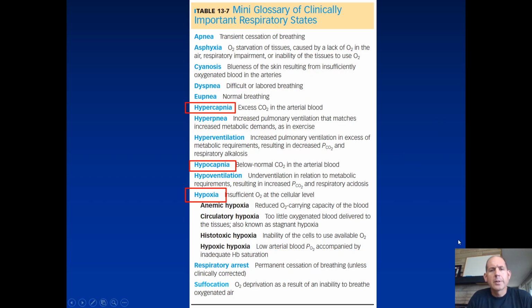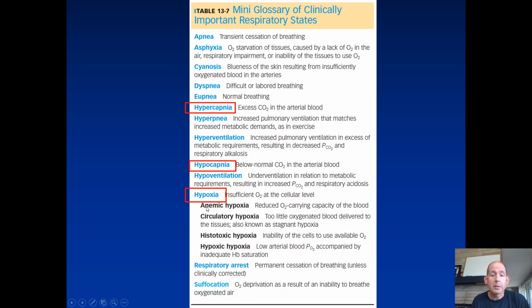Okay, I'd like to turn our attention to some terminology now that we've talked about some of these blood gases. If there's an increase in carbon dioxide in the arterial blood, we call that hypercapnia. And if we have less carbon dioxide in the arterial blood, we call that hypocapnia. Low circulating O2 we call hypoxia, and there are a number of possible causes.